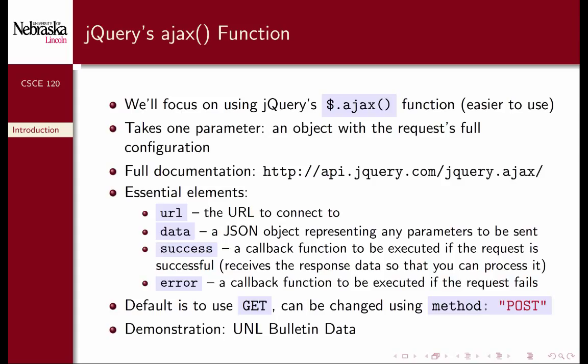Success, which is a callback function to be executed if the request is successful. If it is successful, then data is passed into this function to be processed by your code. You can also provide a callback as an error to be executed if the request fails for some reason. The default behavior is to use HTTP's GET functionality, but it can be changed using the post method and providing a post string. As a demonstration, let's consider UNL's bulletin.